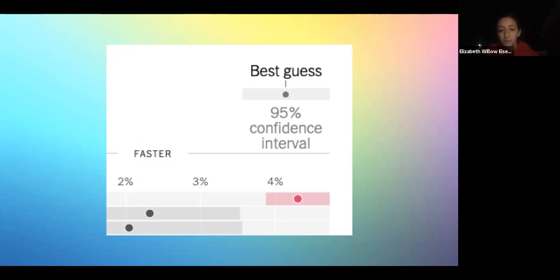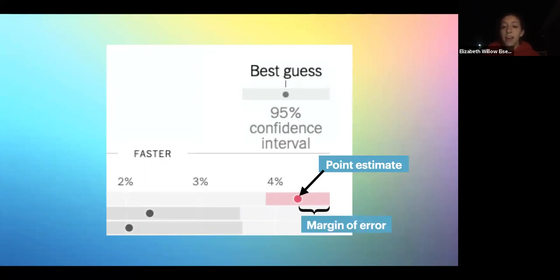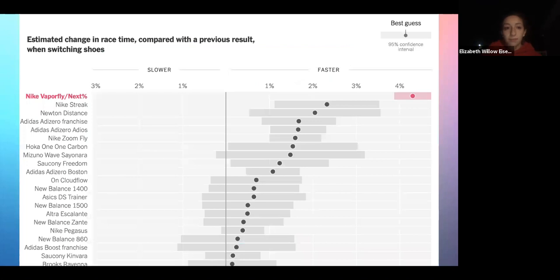So that middle dot is our best guess. So we can also call that the point estimate. That's what we learned it as, point estimate. And then that distance in between the point estimate and the end of the confidence interval, we learned is called the margin of error. So here you're multiplying the estimated standard error times something, and that gives you your margin of error. So we can see the margin of error in the plot and the point estimate.